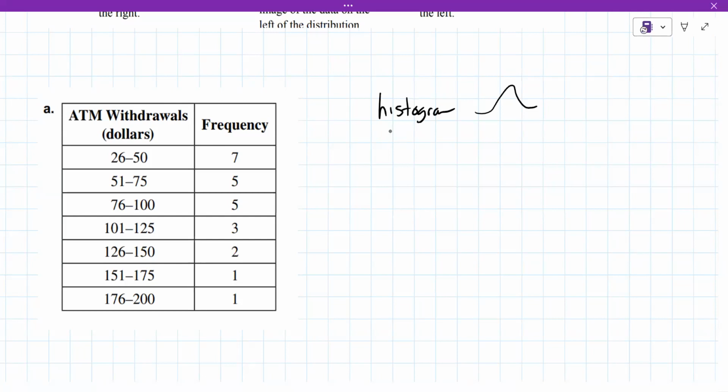26 to 50, 51 to 75, 76 to 100, 101 to 125, 126 to 150, 151 to 175, 176 to 200. And then I'll probably go up to like 10. So it's 2, 4, 6. I'll just go up to 8. So then 26 through 50 is there.